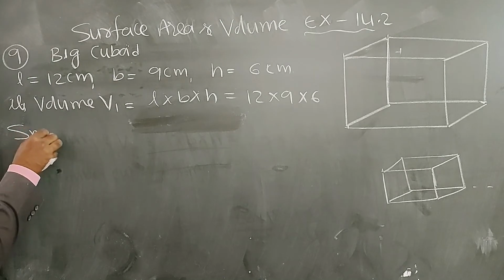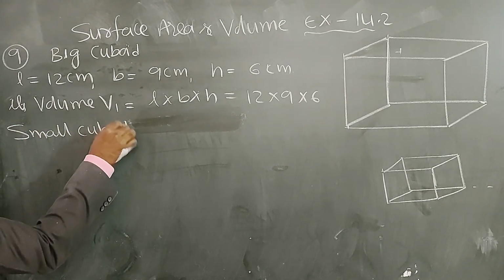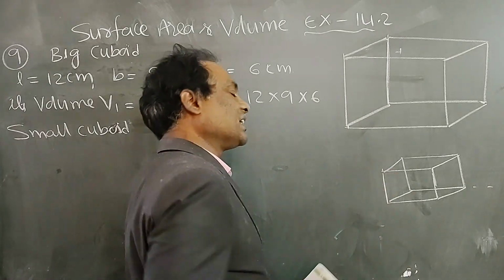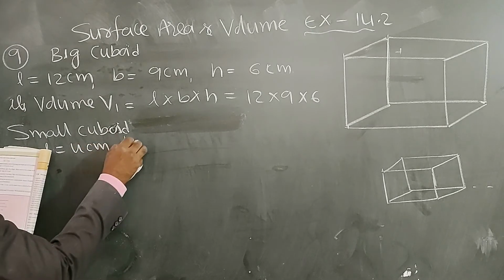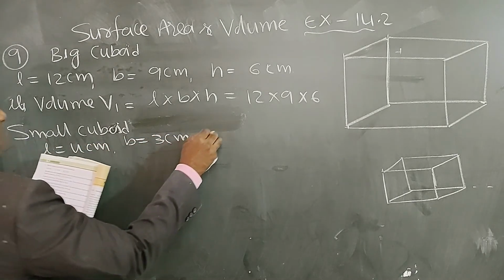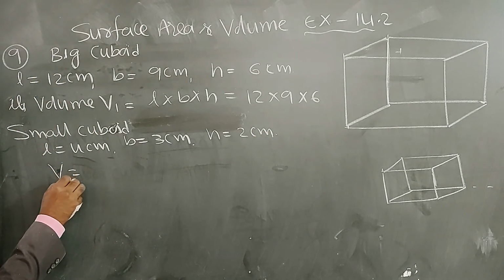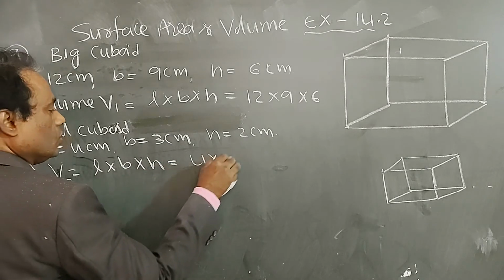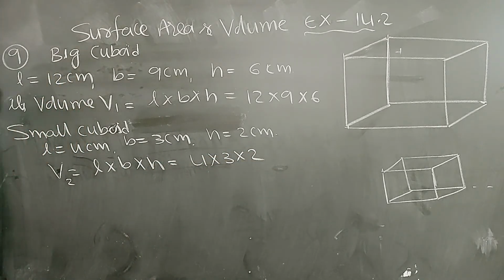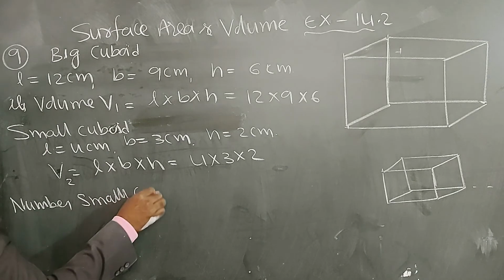Next, the small cuboid. What are its dimensions? Dimensions are given: length is 4 centimeters, breadth is 3 centimeters, height is 2 centimeters. Volume is length into breadth into height, which is 4 into 3 into 2. Then the number of small cuboids formed.